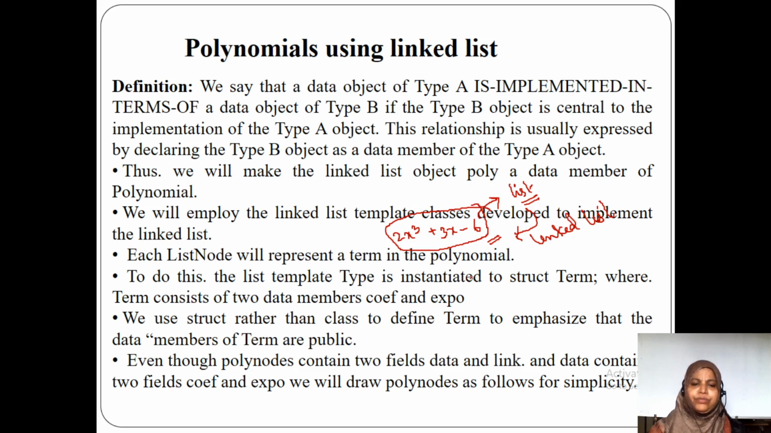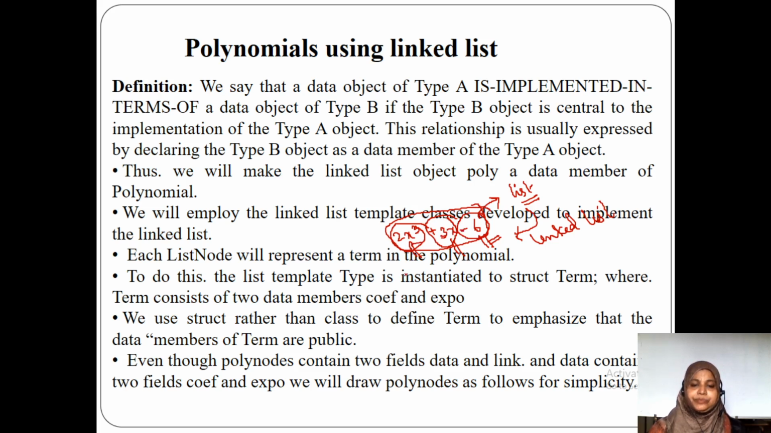Here each list node will represent one term of the polynomial. For example, here 2x cube plus 3x minus 6 is there. This polynomial consists of three terms: 2x cube, 3x, and 6. So 2x cube is going to be represented by one node, plus 3x is going to be represented by one node, minus 6 is going to be represented by one node.